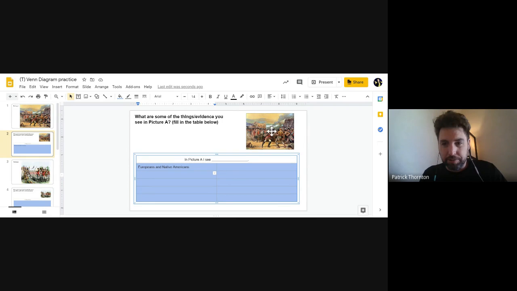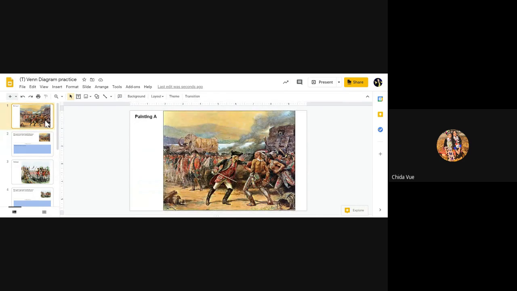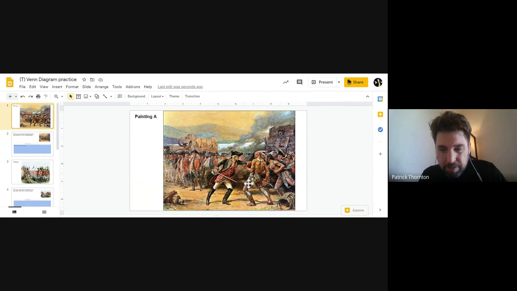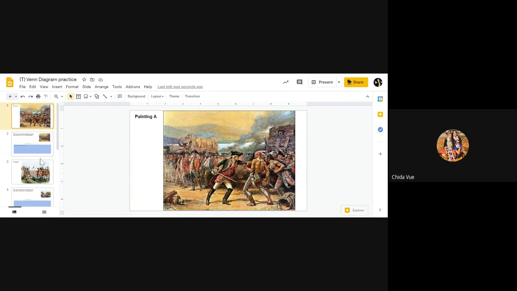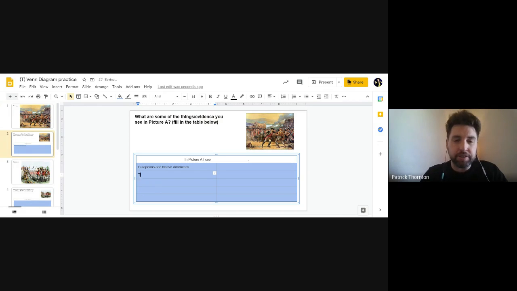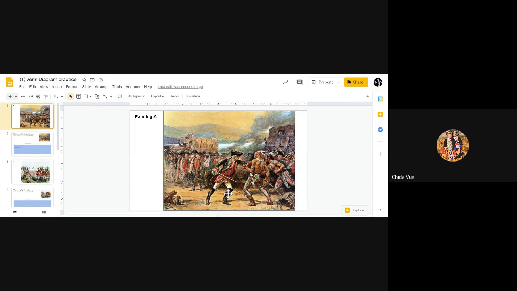What's happening in the picture? What else do we see? What's this stuff? Fighting. Okay, it looks like they're fighting. Fighting, okay, what else? What do we see back here? Mountain. Yeah, what's this thing here? What does that look like? I say the water. Could be water.